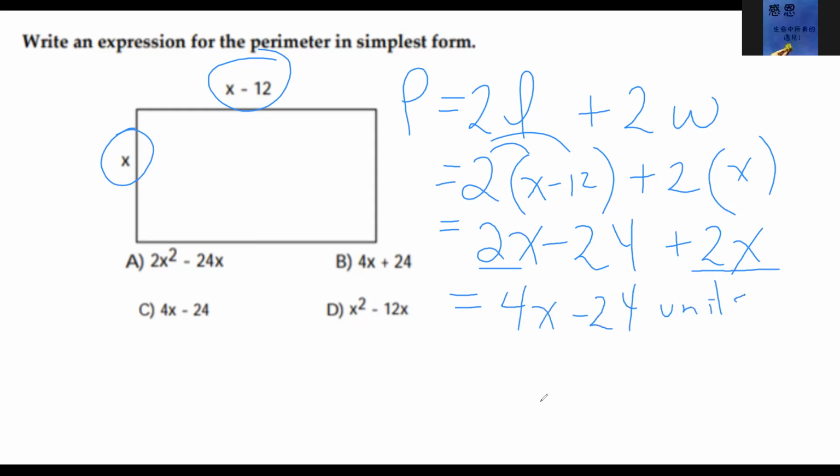Units. When the question doesn't tell you if it's centimeters or meters or miles, you just write units for perimeter. Okay, so that was neat. I like that. I think Amanda's way was a little faster.